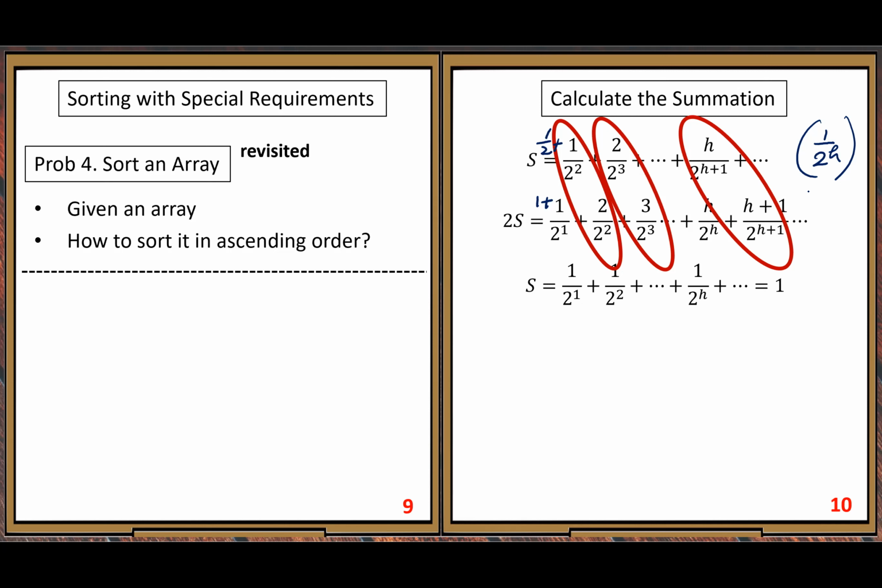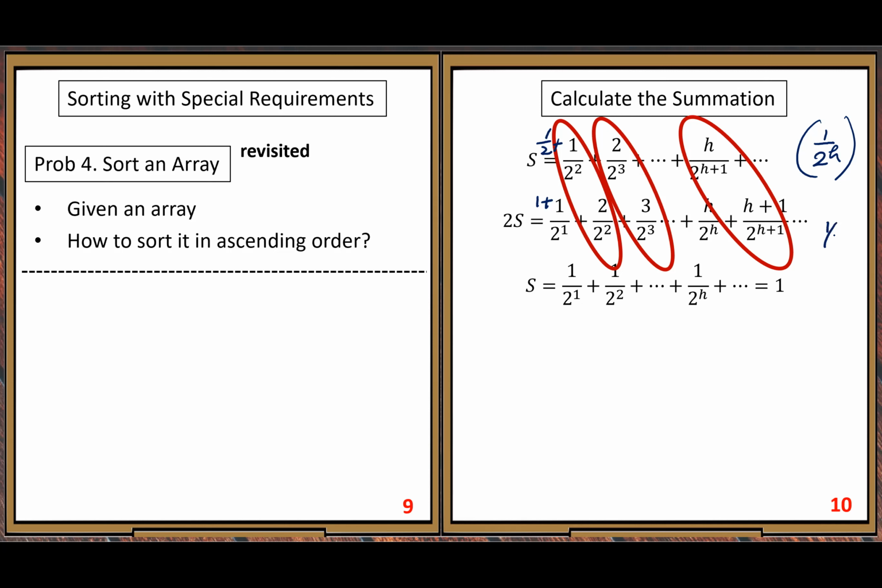Now we have S equals 1/2 plus 1/2 squared, all the way to 1/2 to the h, to infinity. And we know this geometric series, its summation is 1. You know how to calculate it, right? We have a formula for this infinite geometric series.